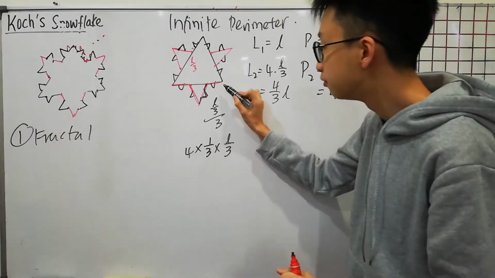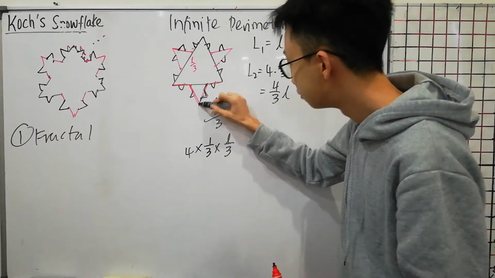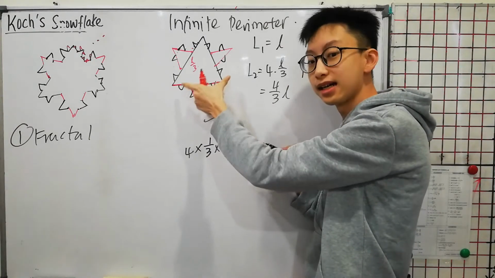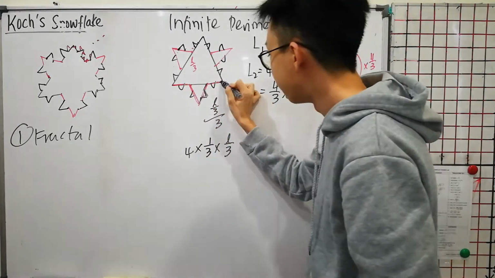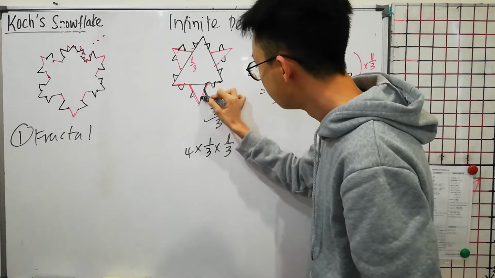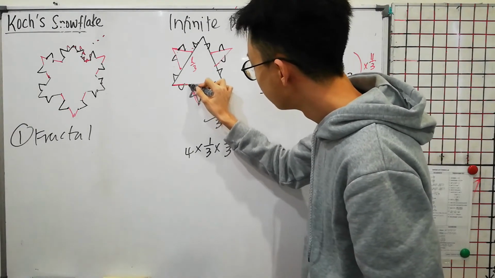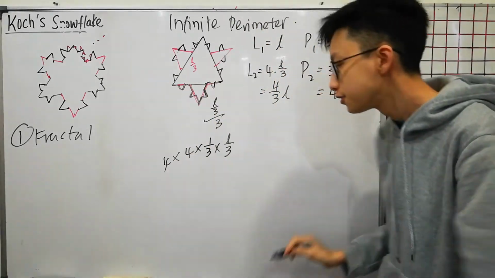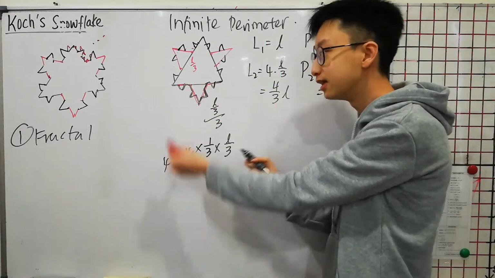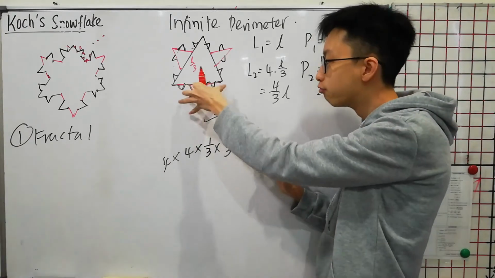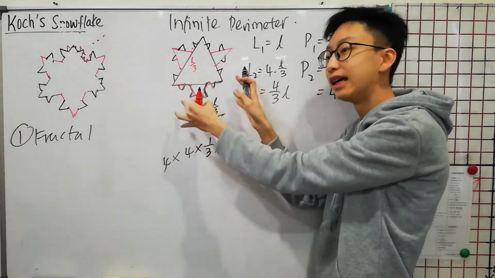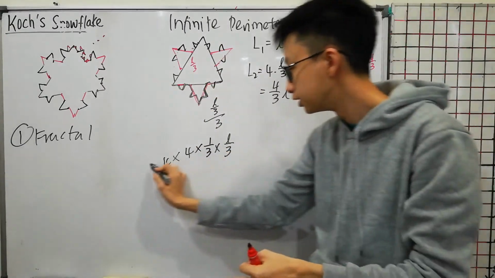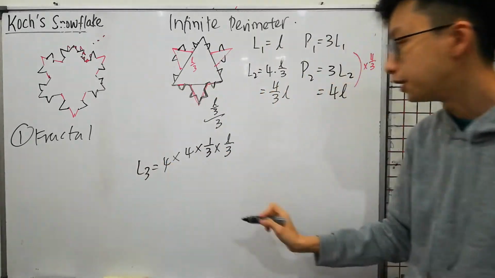Then how many of this kind of structure do we have from one black side? Yeah, we have 1, 2, 3, 4. 4 of them. So we multiply by 4 again. So this is the length that grows from one black line in the equilateral triangle, which is our L3. Yeah, this will be our L3.